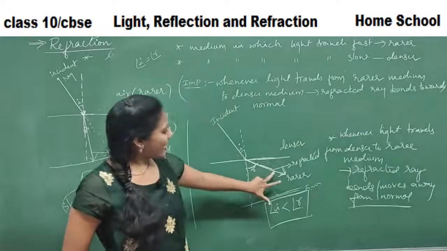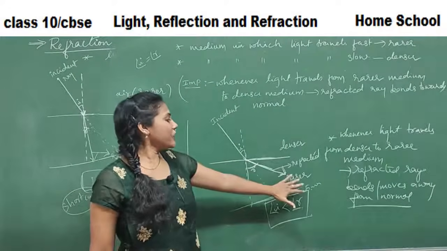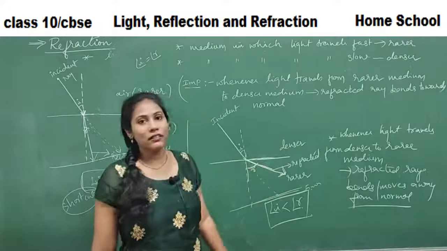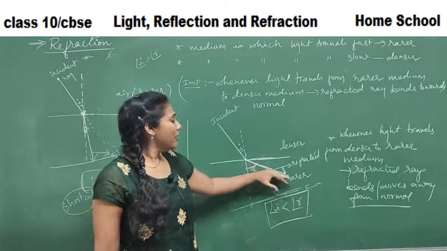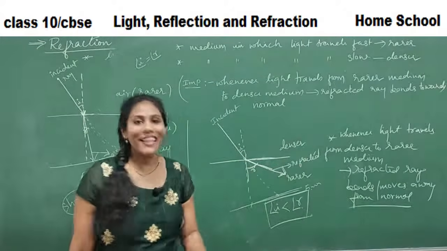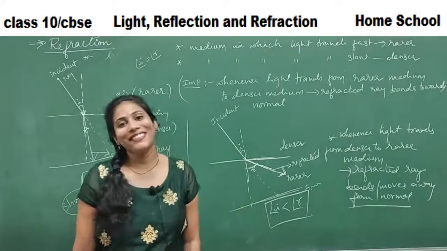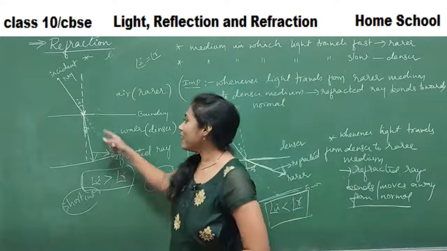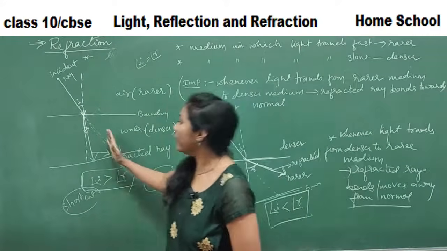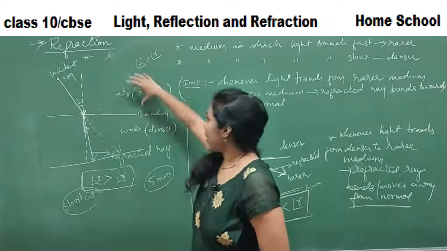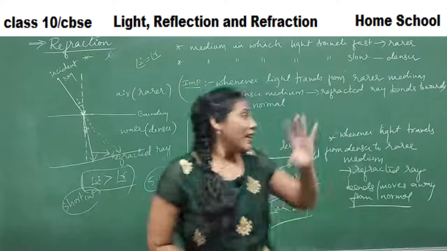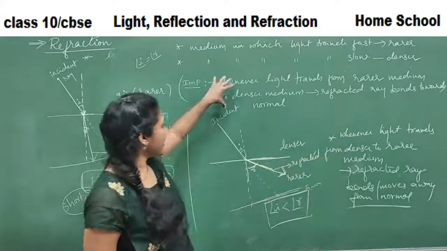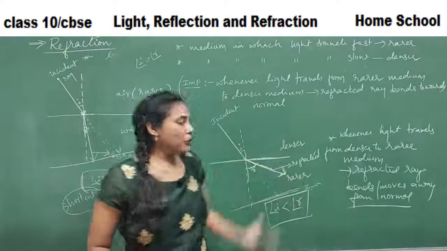Though the light has a chance of reaching early, it will not reach. So just to make a time pass, it will take a long route. That's the reason here the direction is away from the normal. So this is the reason why the refracted ray is moving towards the normal when it is traveling from rarer medium to denser medium, and why the refracted ray is moving away from the normal when it is traveling from denser medium to rarer medium.